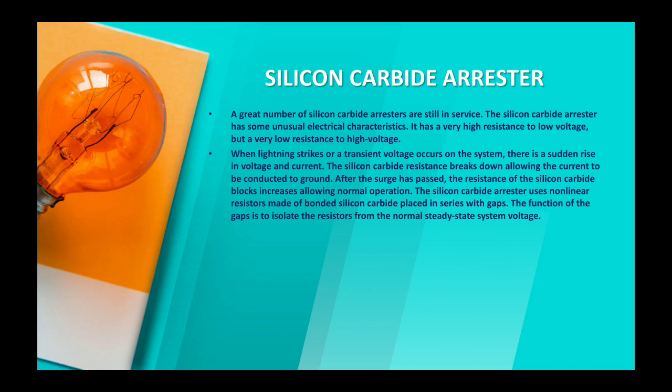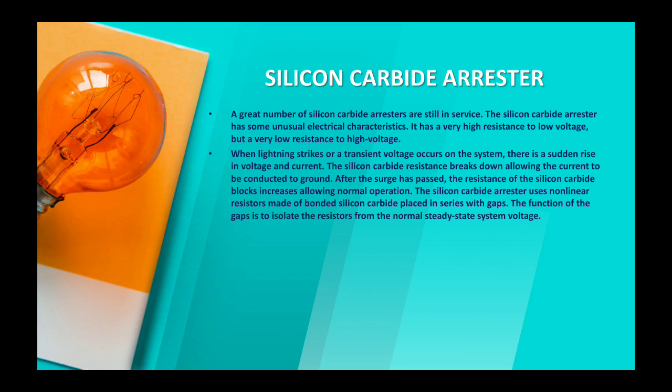So when the over voltage occurs, what will happen? The value of the voltage and current is suddenly raised, and when the voltage rises, the silicon carbide resistance is reduced, and then it allows the current to be conducted to the ground through the earth. And after the surge has passed, the resistance of the silicon carbide increases and the normal operating condition is achieved.